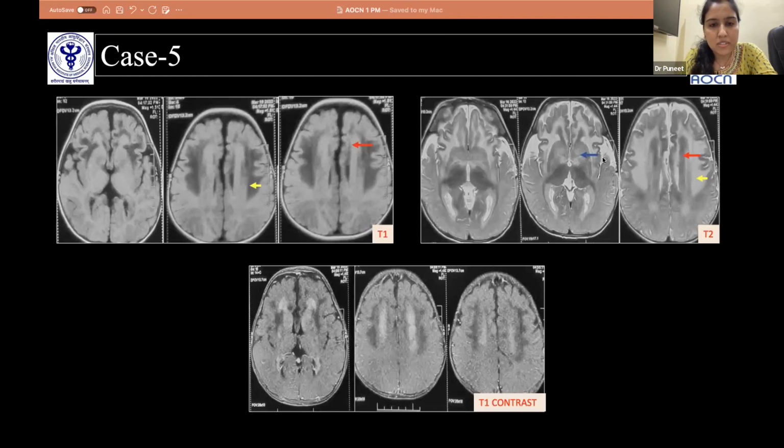The second striking feature is this red arrow indicating a periventricular hyperintensity seen on T1. And here in T2, we can see the corresponding area showing hypointensities. The third thing, depicted by this blue arrow, is some signal changes at the bilateral basal ganglia level. On giving contrast, we can see patchy contrast enhancement at the frontal cerebral white matter near the frontal horn of the lateral ventricle and also at the level of basal ganglia.